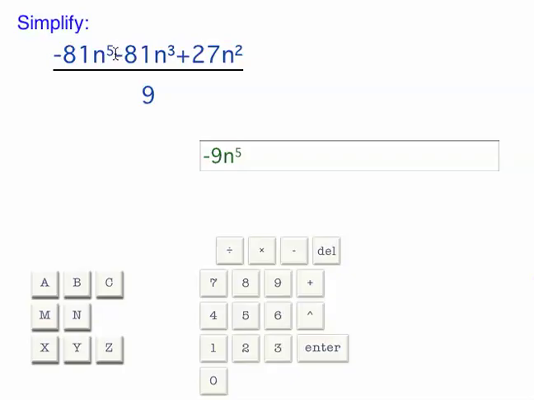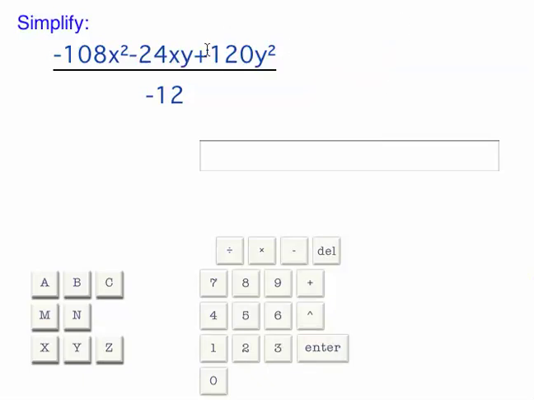Okay, and then we do the same to the second term. So we divide the negative 81 by 9, and that would give us, once again, negative 9, okay, and then n to the power of 3. And then divide the 27 n to the power of 2 by 9, okay, and that would give us plus 3 n to the power of 2. Okay?